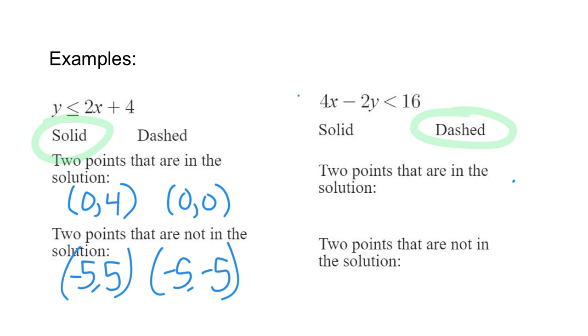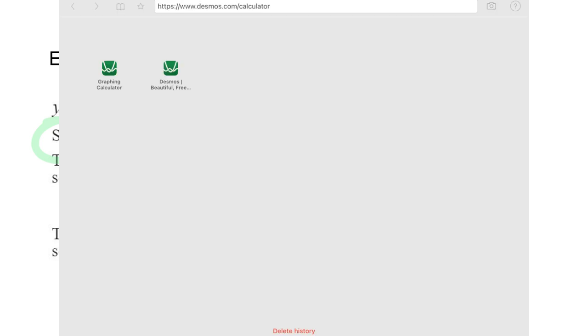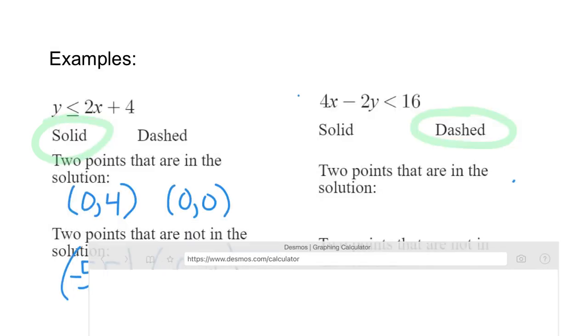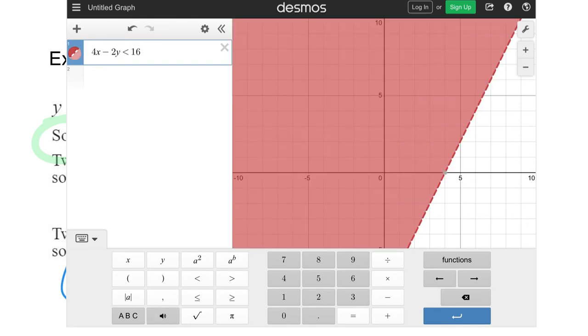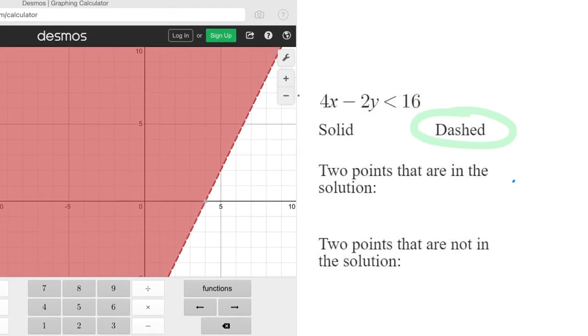So if I go back to Desmos, I type that one in: 4x minus 2y is less than 16. There's my line. You can see the dashed part here. So to find things that are in the solution, I need only points that are out in this area, not points on my line. So to do that, I'm just going to put down some points.